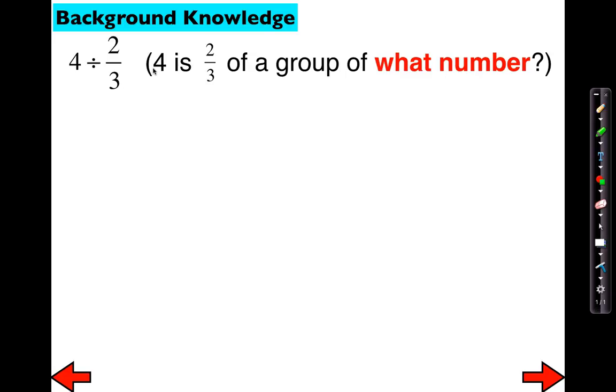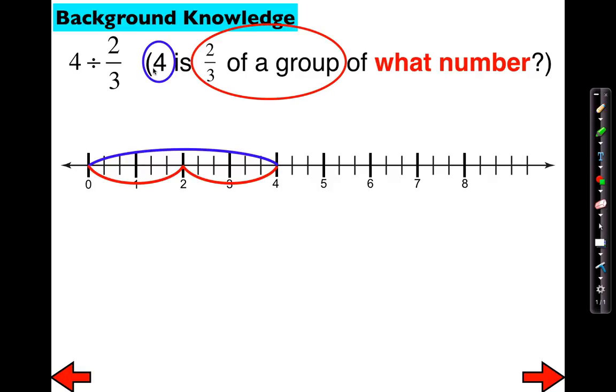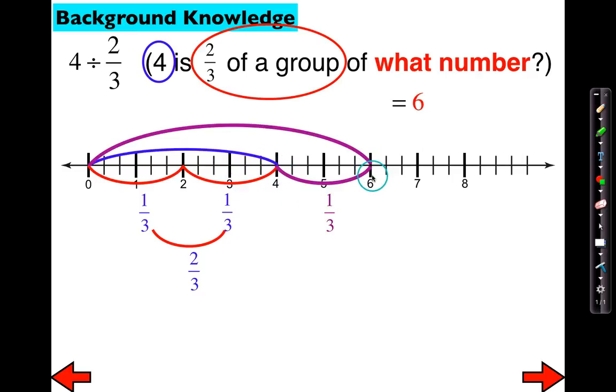4 is 2/3 of a group of what number? So what number could I take 2/3 of to give me 4? So here, if we're looking at 4, 2/3 of it would be like such. Okay, so we need an extra third because this is already 1/3, this is 1/3. Now this is only 2/3. So where's the other third coming from? Well, I'm going to take an additional 2/3 right here. So I'm going to move over another 2/3, which is going to give me 6.